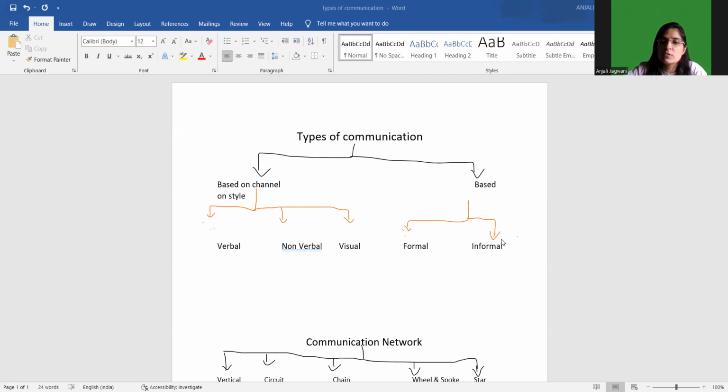Informal communication is when you are communicating with your friends, with your relatives, but there is no need of following rules or principles. That is informal communication, which we can convey with our friends, relatives, or anyone who is close to us. That is informal communication, which is based on style.